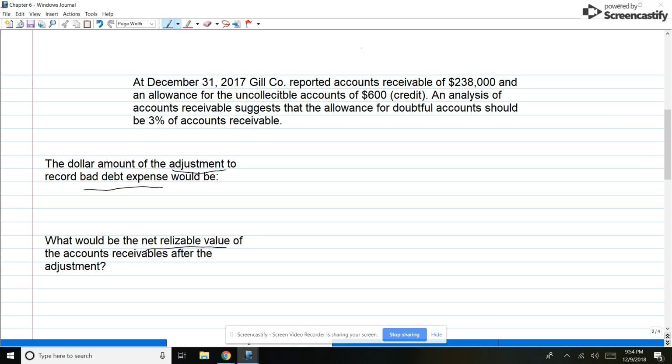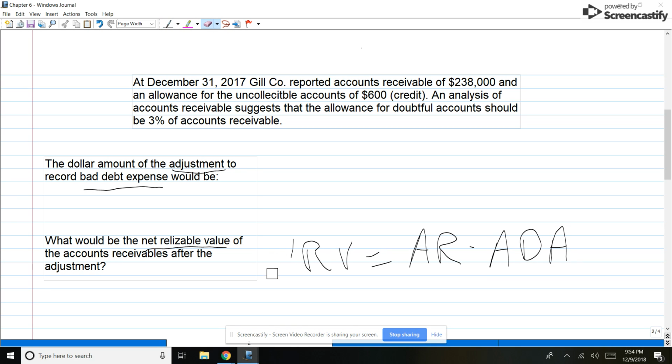Before I let you try the problems, remember that net realizable value is how we value accounts receivable. It's just accounts receivable minus allowance for doubtful accounts. With that, I'll let you try the problem, and then I will talk about it.